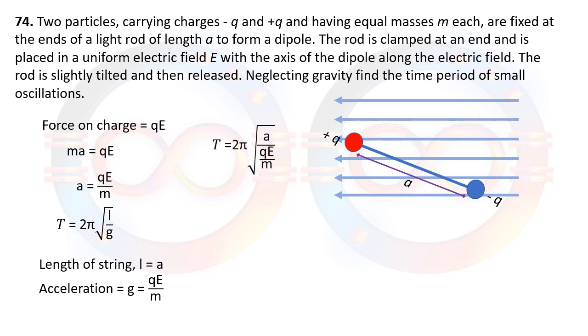If we put the values in the formula, it will be T is equal to 2 pi under root ma upon qE. Here a is not acceleration, rather it is the length of the rod which is serving as the length of the string in oscillatory motion. So this was the time period, T is equal to 2 pi under root ma upon qE. I reiterate this, that a is length, not acceleration over here.